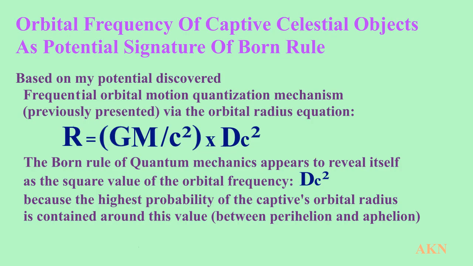Why is the orbital frequency of captive celestial objects a potential signature of the Born rule of quantum mechanics, you might ask too. Based on my potential discovered frequential orbital motion quantization mechanism previously presented via the orbital radius equation, the Born rule of quantum mechanics appears to reveal itself here via the square value of the orbital frequency.